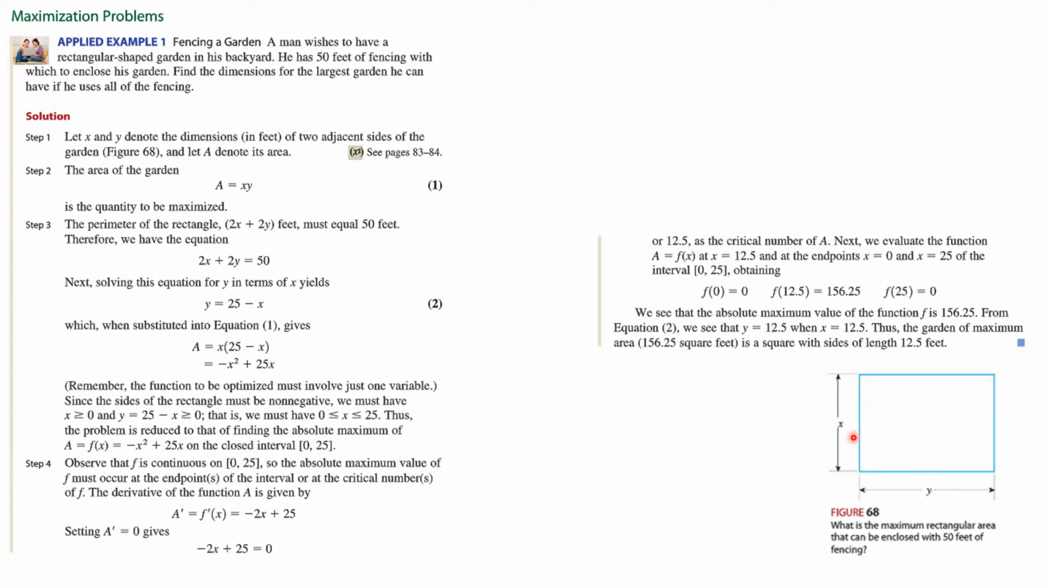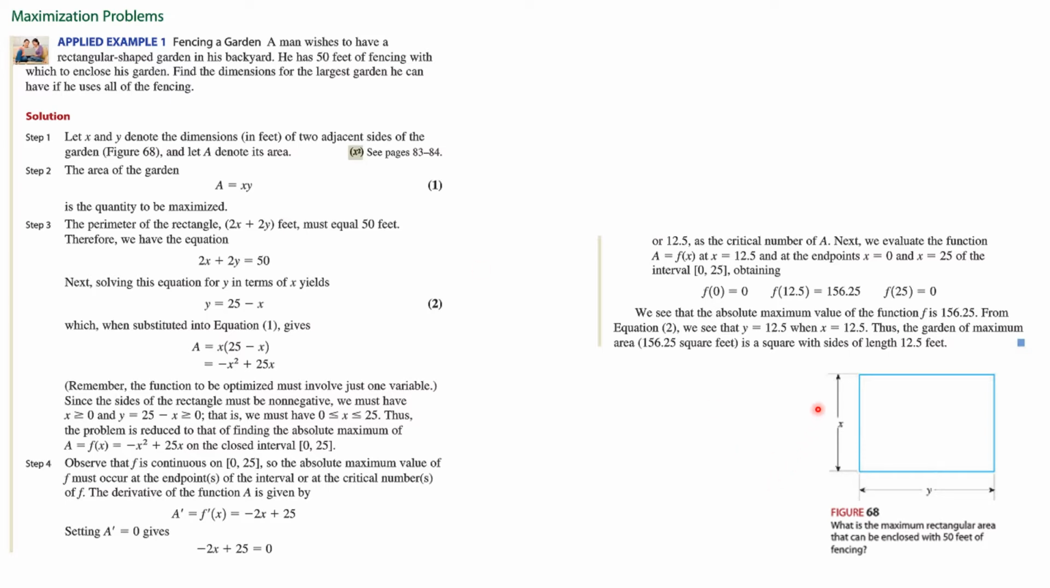Well, we said it was a rectangle, so it's going to have a shape like this. We're going to call this side x. That means that this side is x, and this side is y, and that side is y. The area of a rectangle is x times y, and that's what we want to maximize.